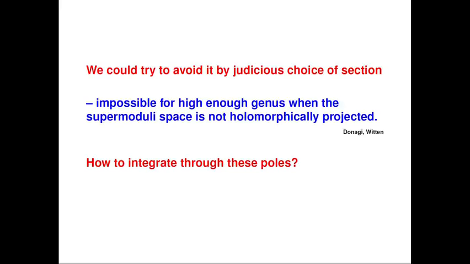So, the first guess is that perhaps by a judicious choice of section we could avoid this. But this we know is impossible, for high enough genus, when the supermoduli space is not holomorphically projected. It basically says there is an obstruction to choosing a global section, and that obstruction arises in the picture changing operator notation in the form that it is impossible to choose a section which avoids all spurious poles. So, we really have to understand how to integrate through these poles.